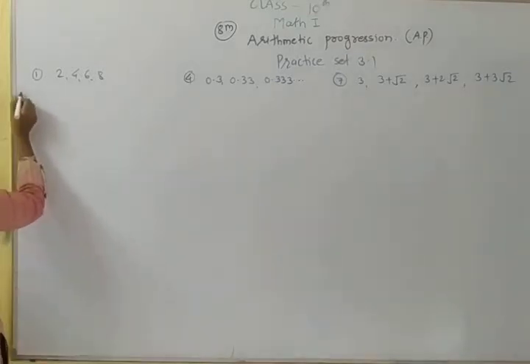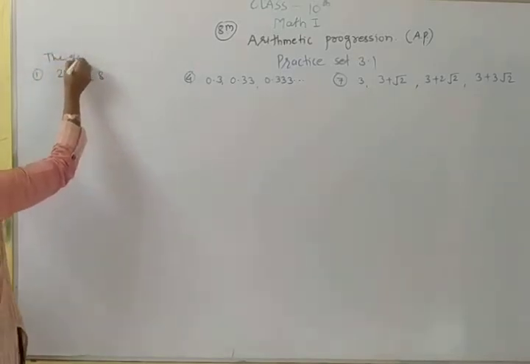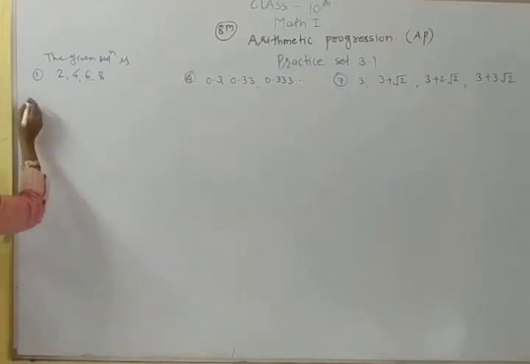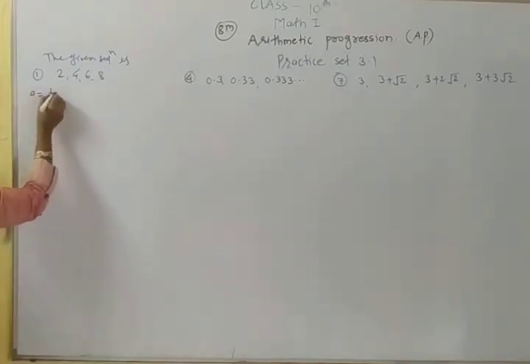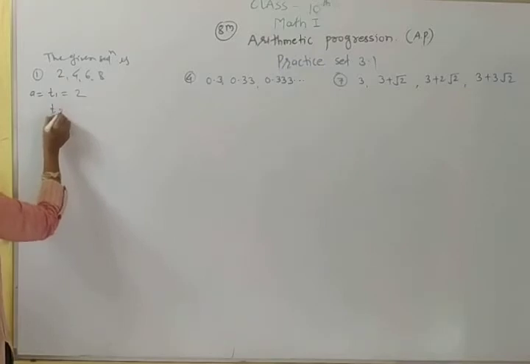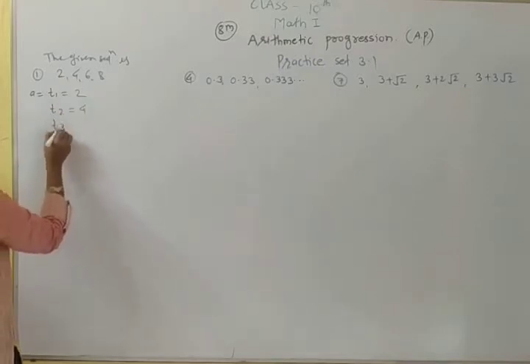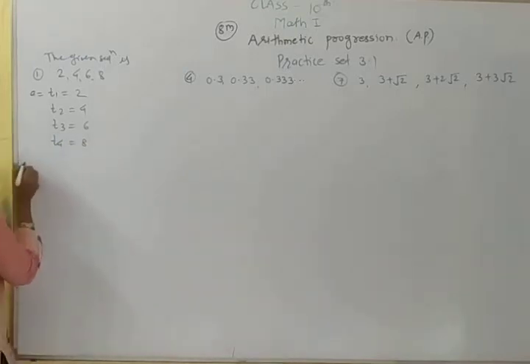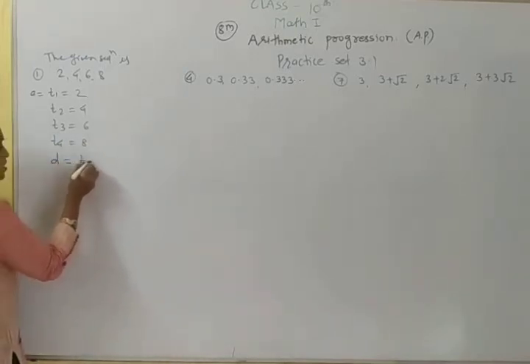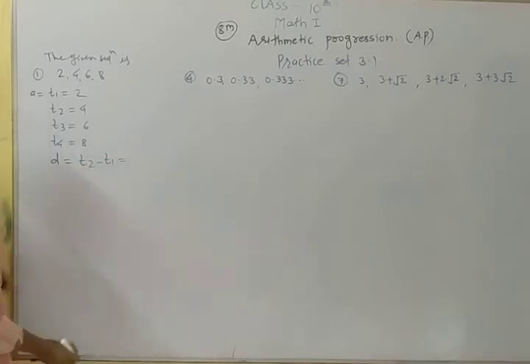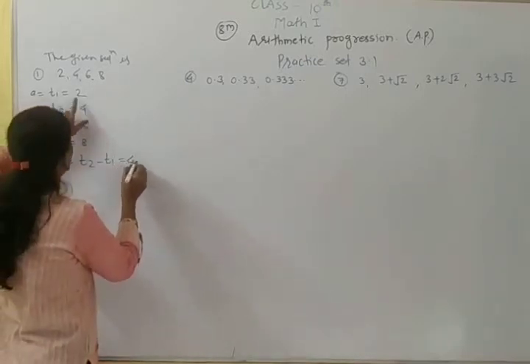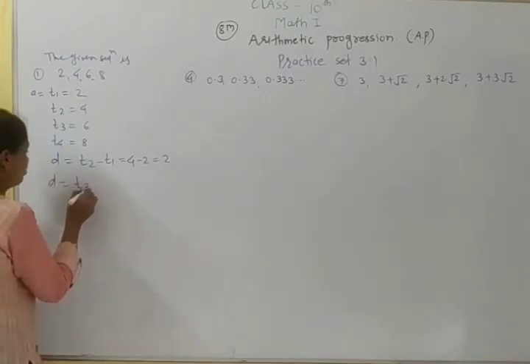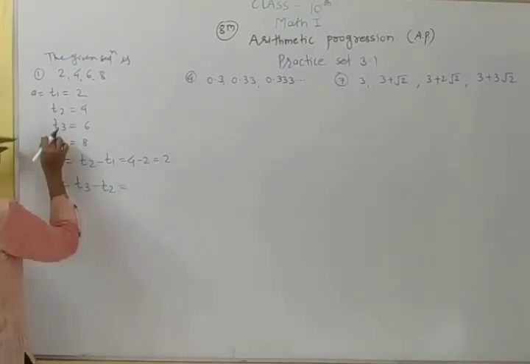Here the given sequence is 2, 4, 6, 8. Then A equal to T1 equal to 2, T2 equal to 4, T3 equal to 6 and T4 equal to 8. Then find the common difference. D equal to T2 minus T1. Here T2 equal to 4 minus 2 equal to 2. Then again D equal to T3 minus T2.